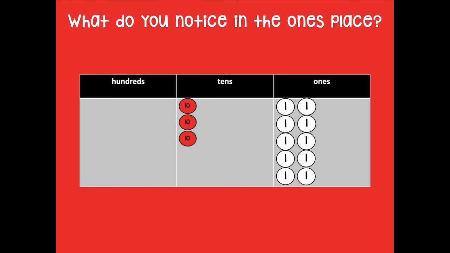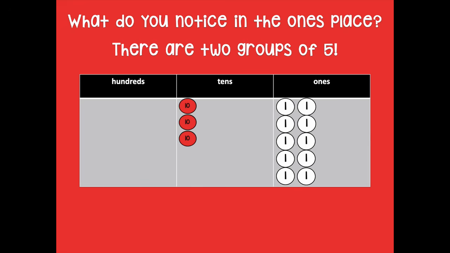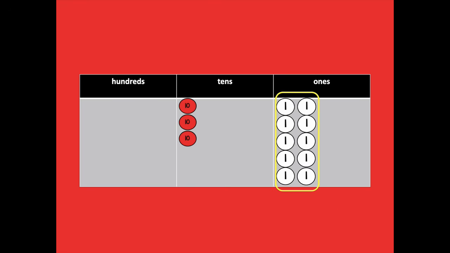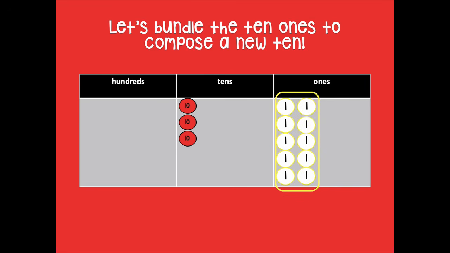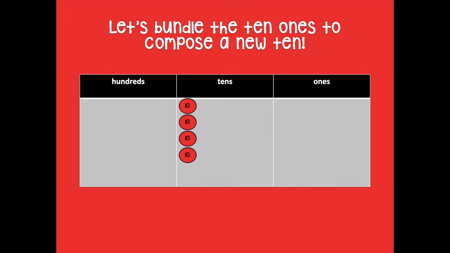What do you notice in the ones place? Take a close look at just the ones place. What do you notice? Yeah, some of you might say there's 10, right? Or there are 2 groups of 5. Remember, we line them up nice and neat in groups of 5 in like a sideways tens frame, it's perfect. So here we can bundle these ones to compose a new 10. So let's bundle the 10 ones to compose a new 10, because 10 is that magic number. 10 ones make a new 10. So we're going to make those disappear, and we're going to bring in a new 10, because we composed a new 10.